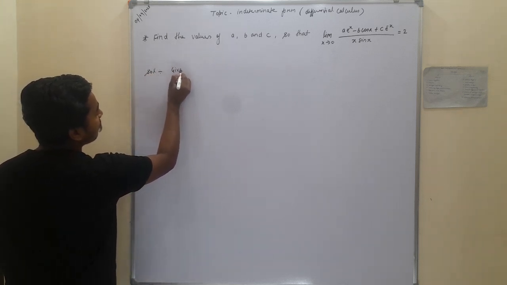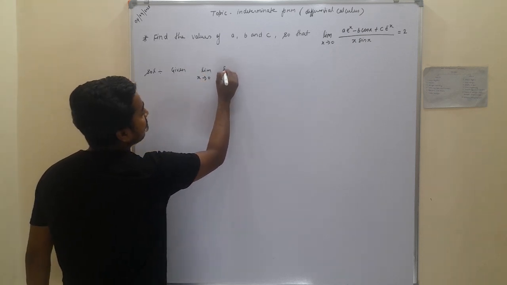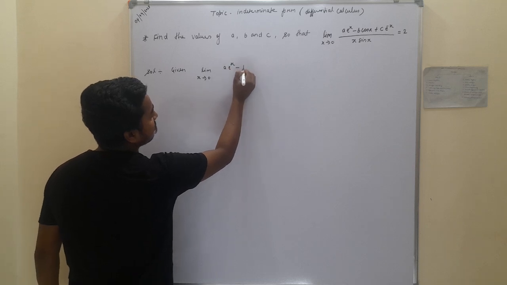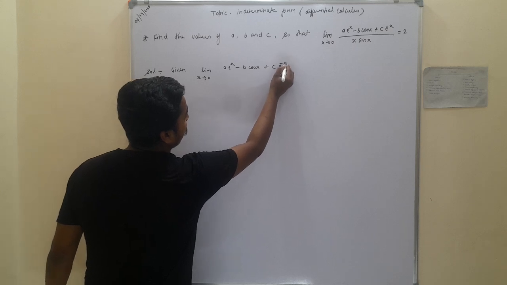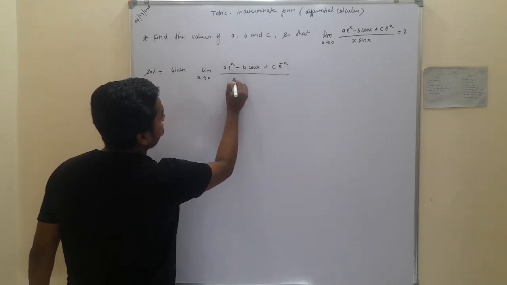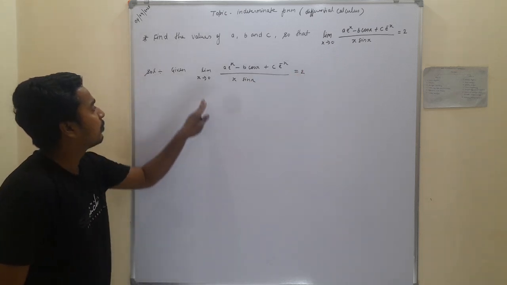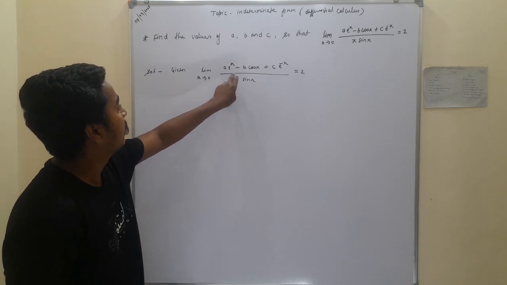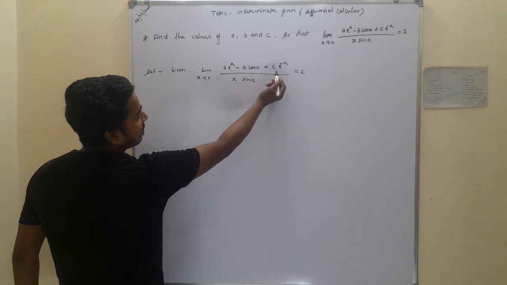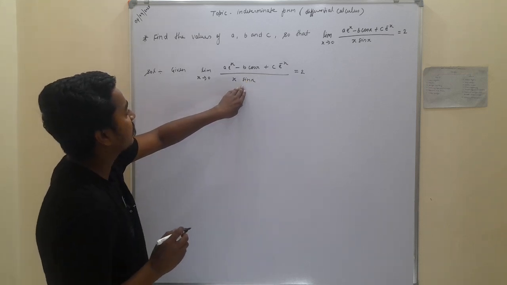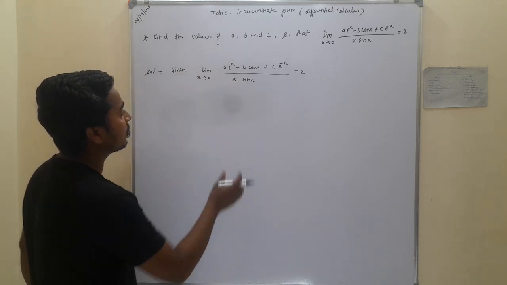Given: limit x tends to 0, (a e^x − b cos x + c e^(−x)) / (x sin x) = 2. When we put x tends to 0 here, we get a − b + c in the numerator, and in the denominator we get 0. So we have to modify the denominator.